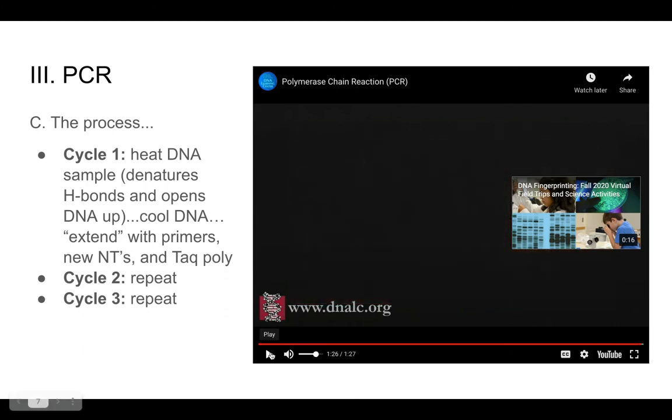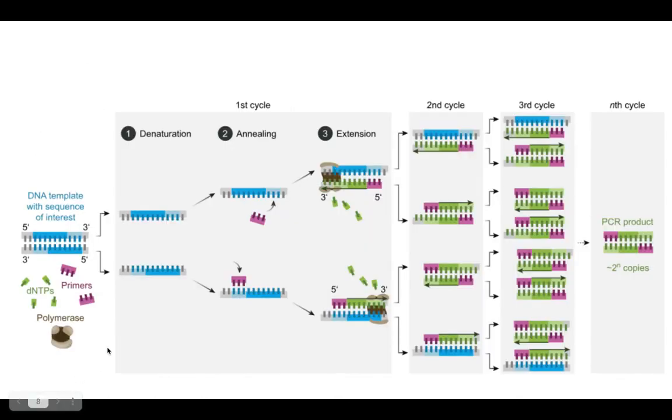So you can just keep running PCR depending on how big your initial sample was. You can run it as many cycles as you want to get the amount that you would need for these tests. So here is a picture of what we just talked about. Here's our initial sample. Here are the primers, the new nucleotides, and then that Taq polymerase.